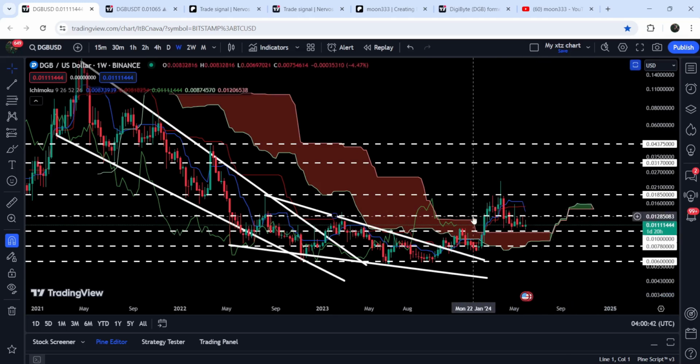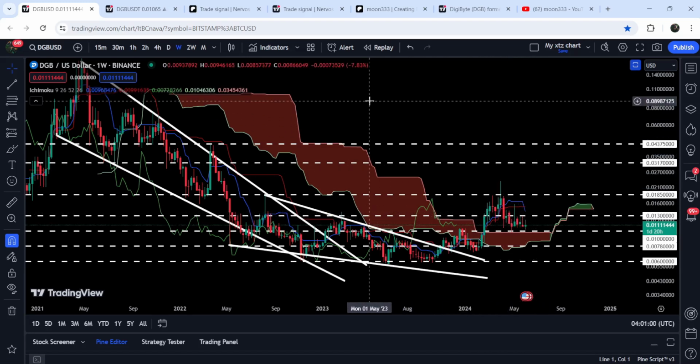And now we need to break out of this long-term resistance of 1.3 cents that had been previously working as a resistance here. And here it had been working as a resistance and here as well. Here we had a long spike but the price could not break it out. And this time you can see it is again working as a very strong resistance for the past several weeks.